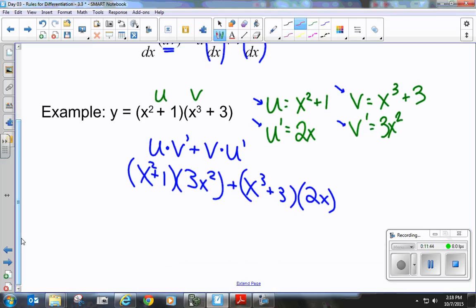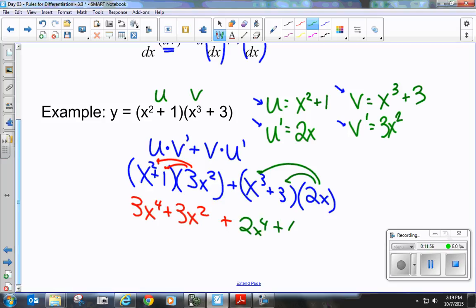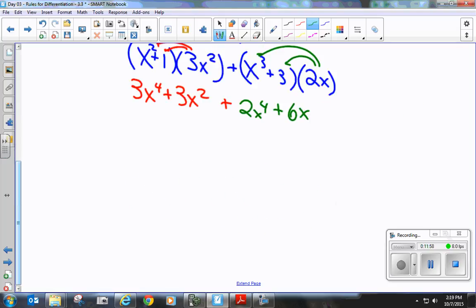So, 3x to the fourth plus 3x squared plus 2x to the fourth plus 6x. And I just combine them. What can I combine there, people?